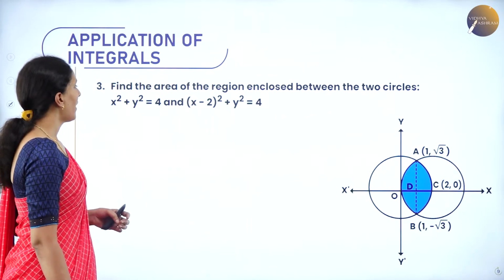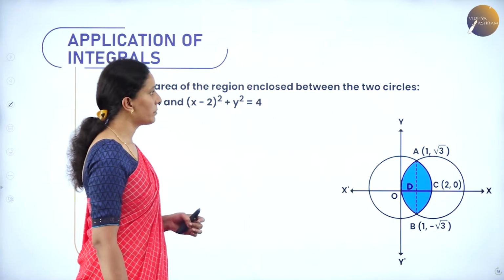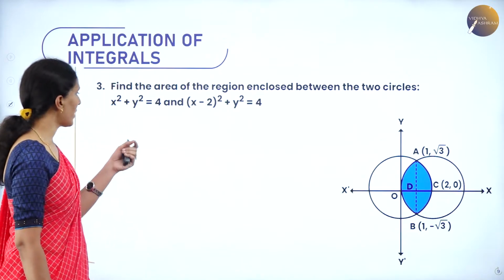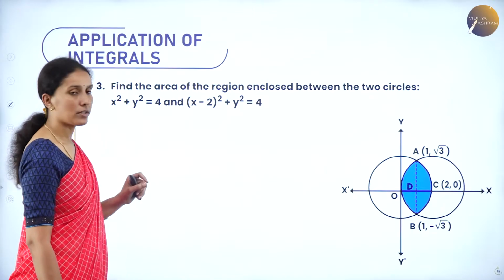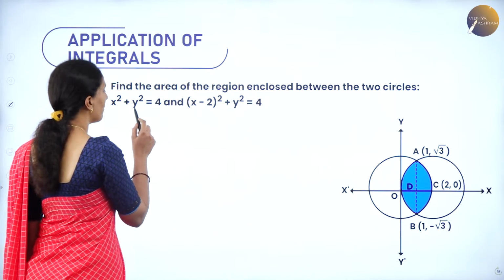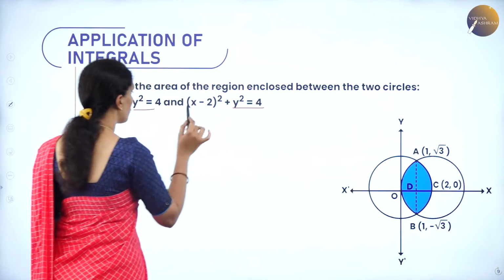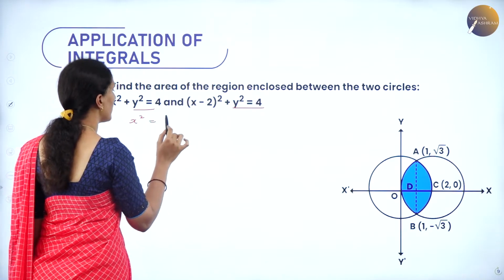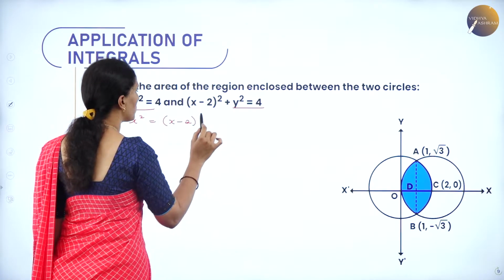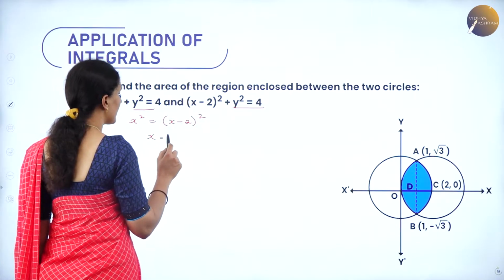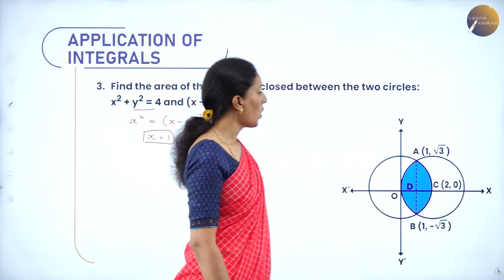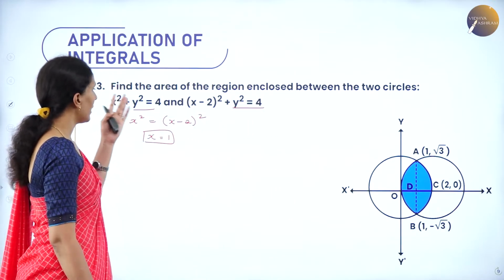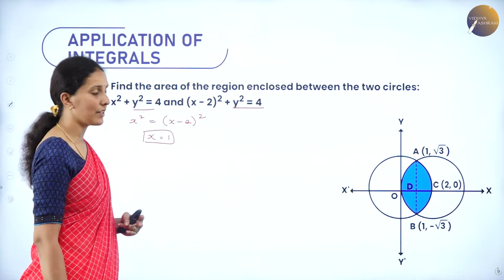Next we have, find the area of the region enclosed between the two circles x square plus y square is equal to 4 and (x minus 2) whole square plus y square is equal to 4. So observe here we have y square is equal to 4 in both. So we can equate x square is equal to (x minus 2) whole square. So we will get x is equal to 1. So both the curves have their intersection at x equal to 1. If you put 1 in any one of the equations, you will get y is equal to root 3.